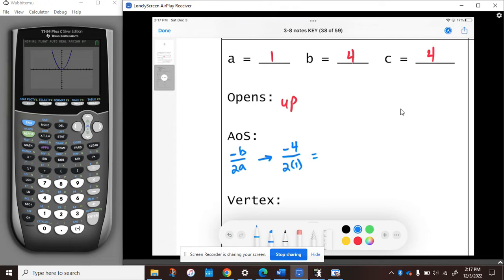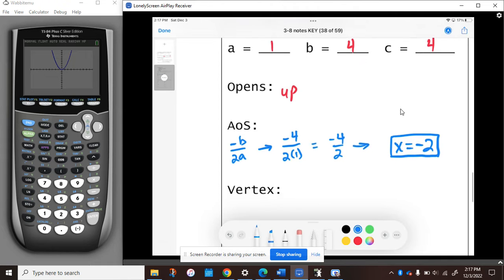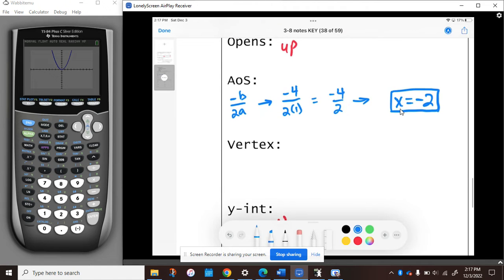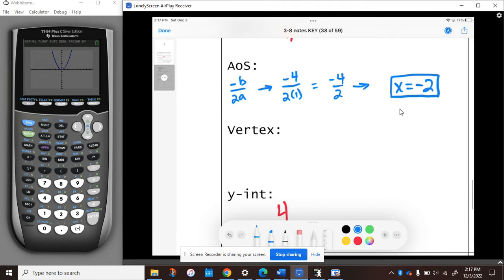So I just have to ask myself the question, what is -4 divided by 2? Well, that's just -2. So that means our axis of symmetry is a vertical line, x equals -2. Now we also know that the axis of symmetry always goes directly through the vertex, so they have the exact same x coordinate. So right there, if x equals -2 is your axis of symmetry, you already have half of the vertex.